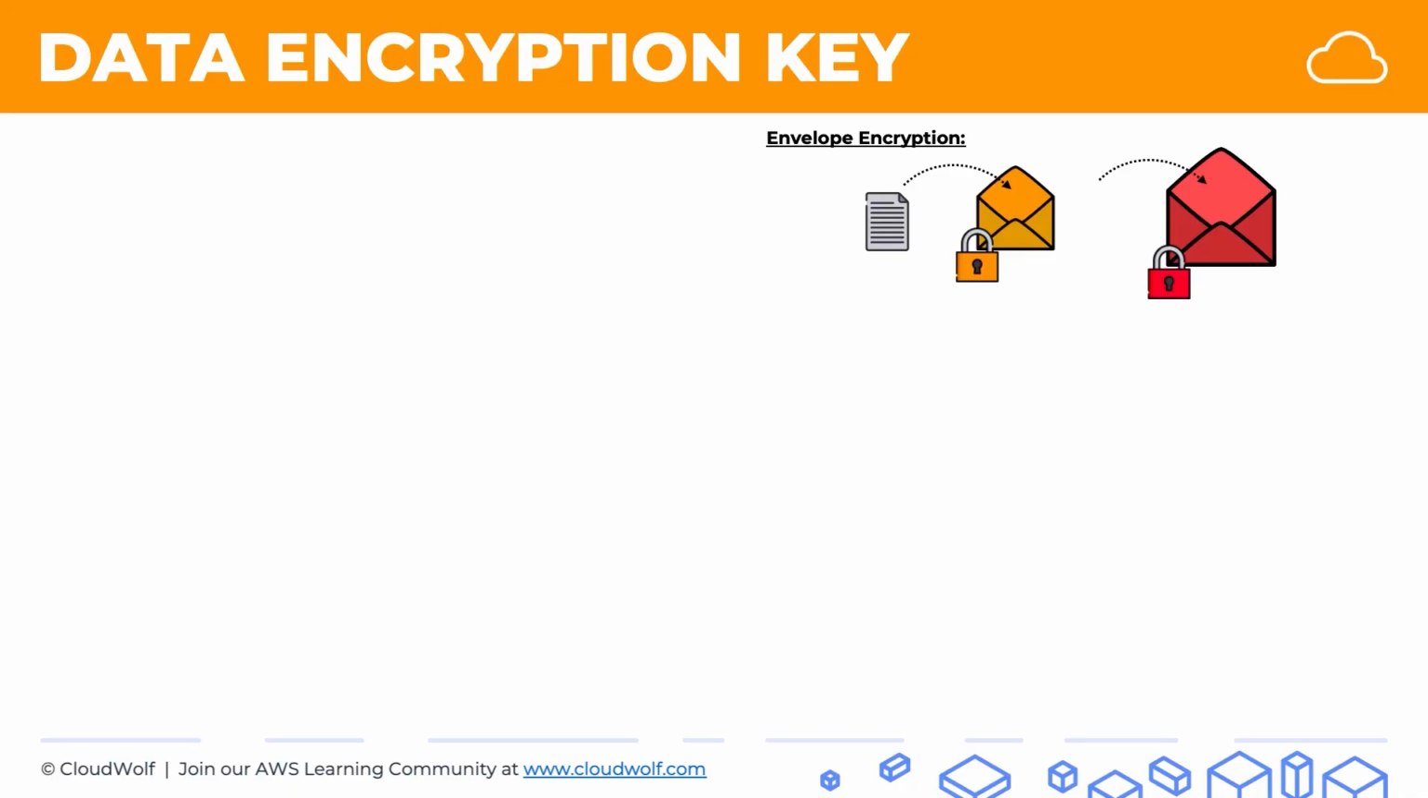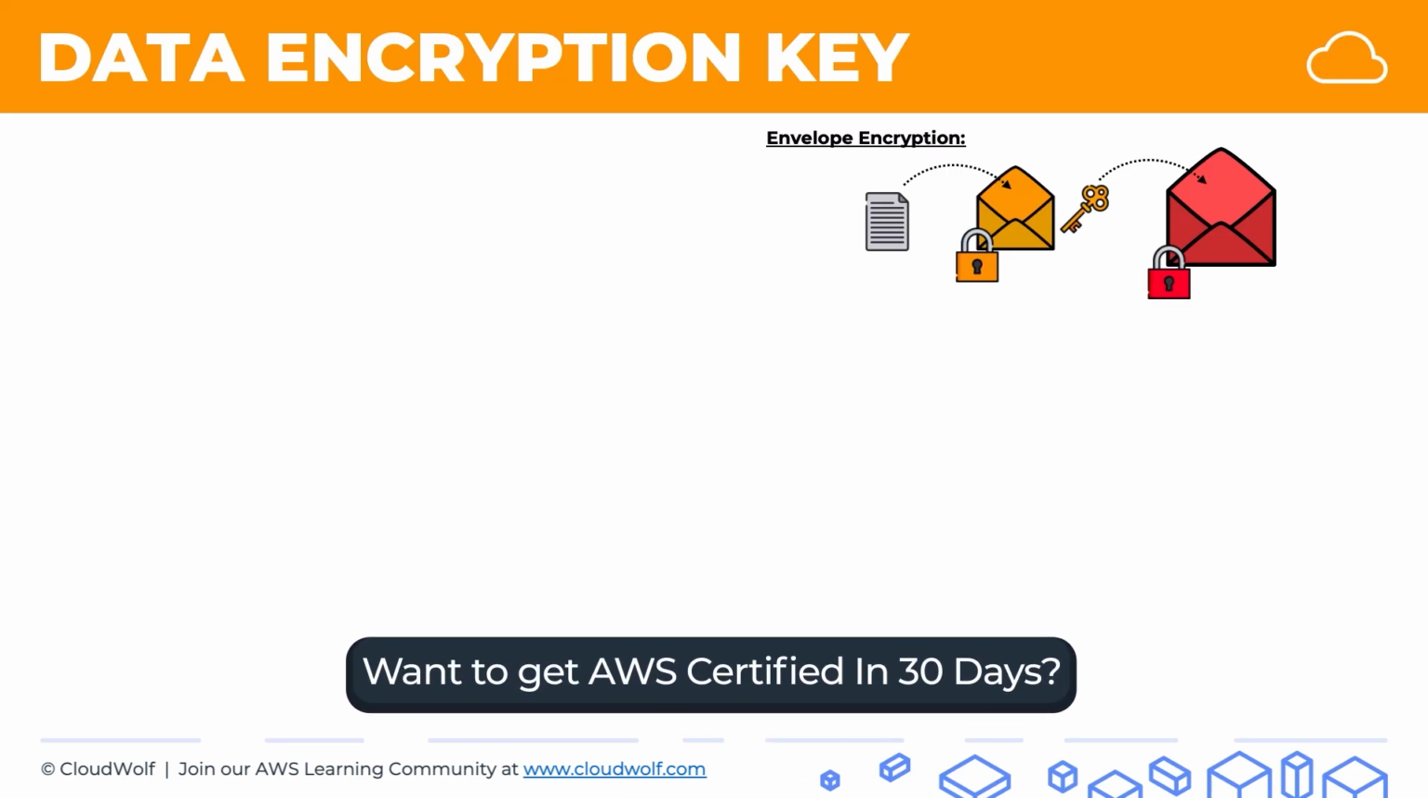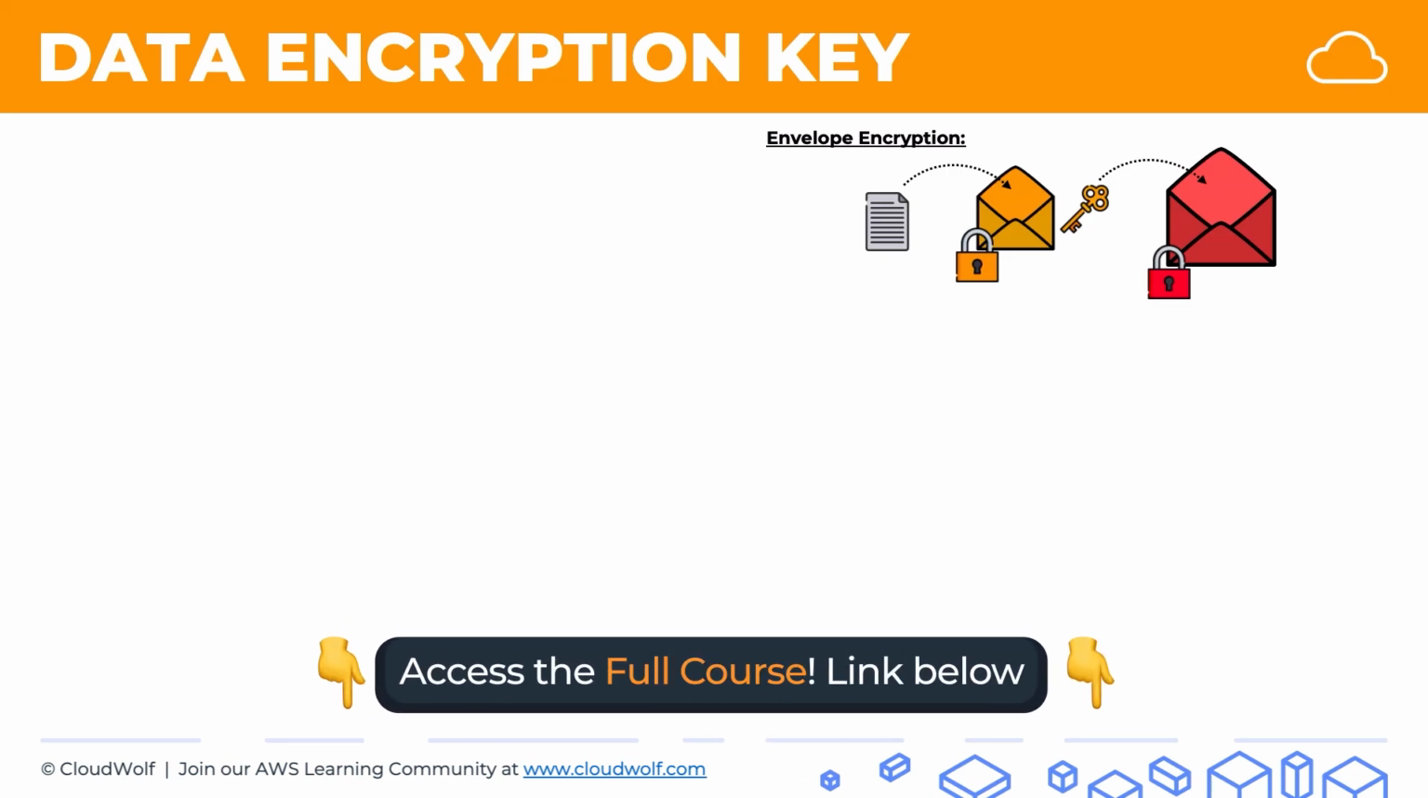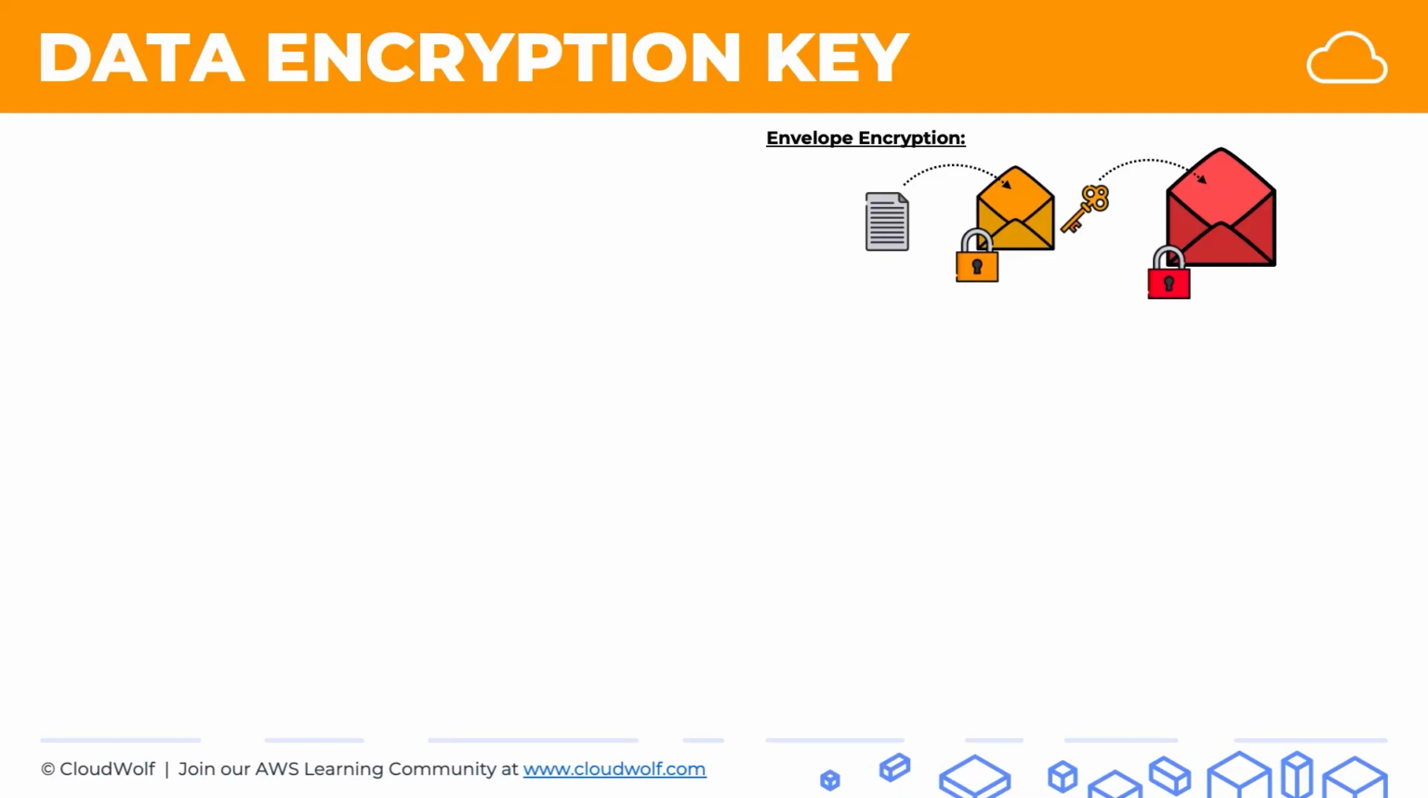Imagine you have 100 megabytes of data. The yellow envelope, orange envelope is encrypting 100 megabytes, and the red envelope is encrypting 100 megabytes plus the yellow envelope. That's not the case. Really, what you're encrypting with the red envelope is the key to the yellow envelope. So I prefer this diagram, where you're encrypting the data in the yellow envelope, but then the key to the yellow envelope is encrypted in the red envelope. And that's what envelope encryption is all about.